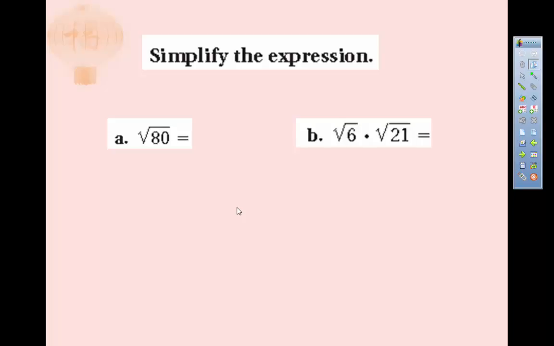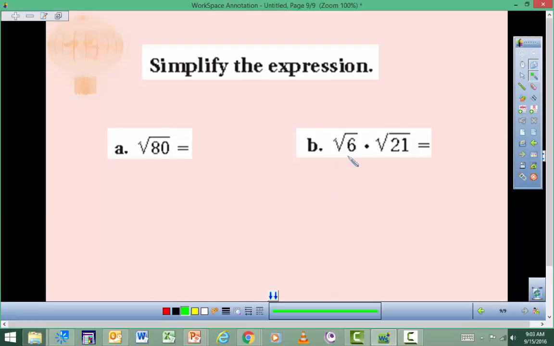Okay, so another property or strategy here is that we could recombine into one square root. And you'll notice, right now we're kind of helpless because I don't know the square root of 6. That's not a common one. Square root of 21 is not a common one either.